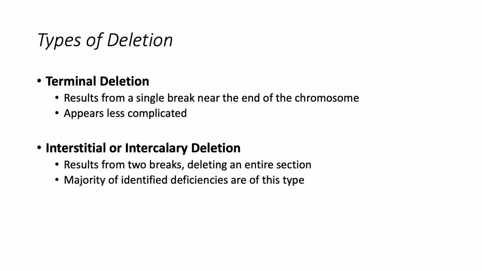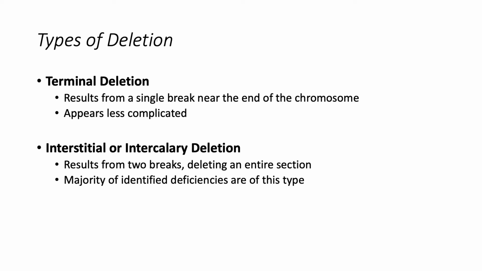There are two types of deletion. First is terminal deletion, and the second type is interstitial or intercalary deletion. Terminal deficiency or deletion results from a single break near the end of the chromosome. Now, if two breaks occur, a section may be deleted and an intercalary deficiency is created. In most cases, terminal deficiency appears less complicated, but the majority of identified deficiencies are of the intercalary type of deletion.